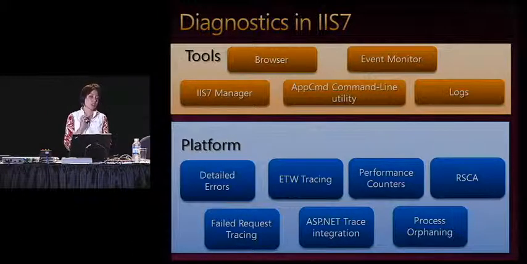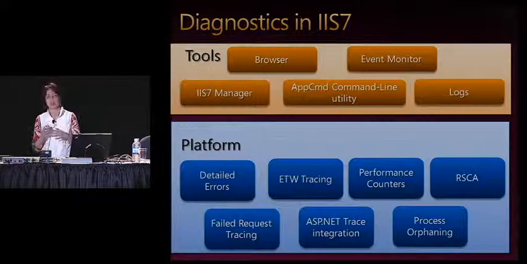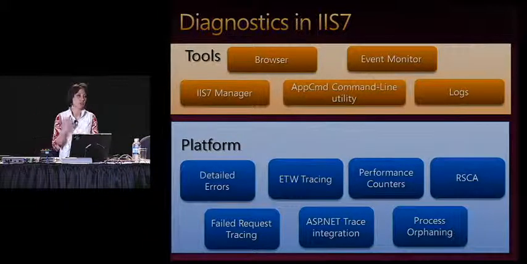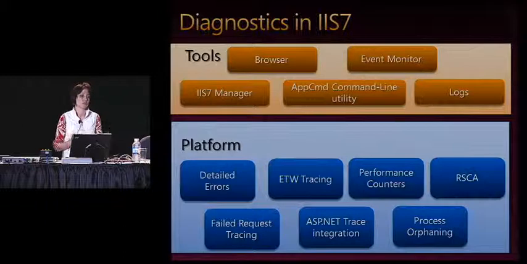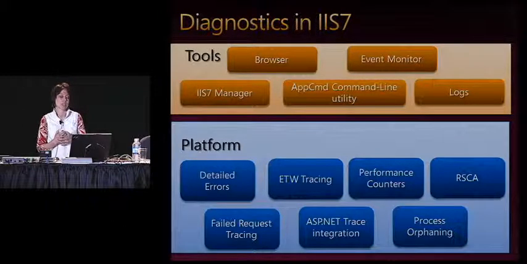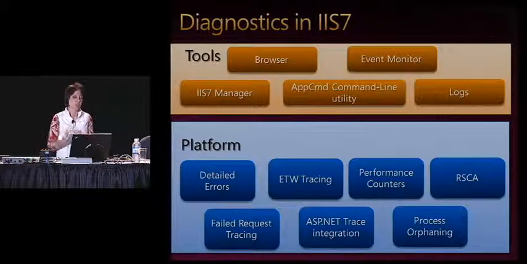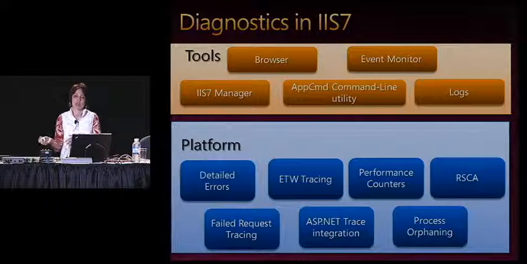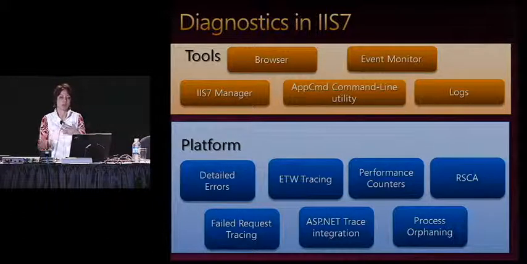So detailed errors is an incredibly useful, very valuable feature, and it's all consumed in the browser. You also look in the browser for your failed request logs. We have an XSLT that makes it look nice and is very human readable. You have the event monitor, of course. You've got AppCmd. And AppCmd will do a couple things. It'll help you set configuration. It'll also help you review and look at, for example, requests in flight.